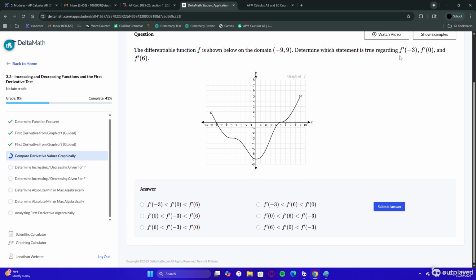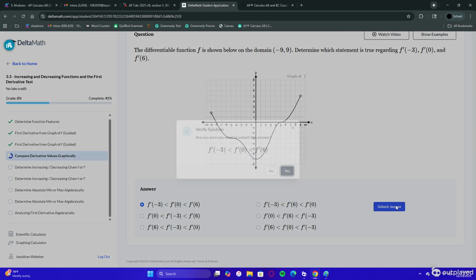Okay, now we have this function, f prime of negative 3. Let's look at that. At negative 3, the function is decreasing. So f prime of negative 3 is a negative value. Then at 0, you have a horizontal tangent line. So f prime of 0 is just 0. And then f prime of 6 is increasing. So your greatest is going to be f prime of 6, followed by f prime of 0, and then last place is going to be f prime of negative 3, which matches up with this statement.